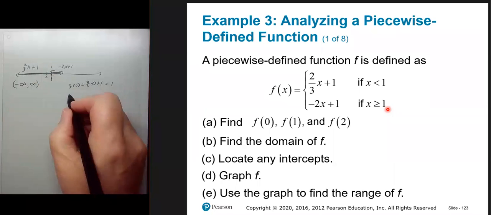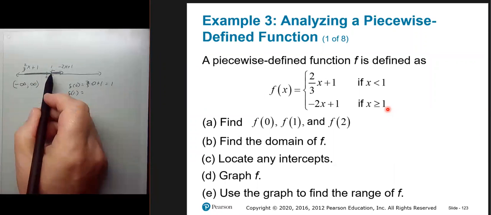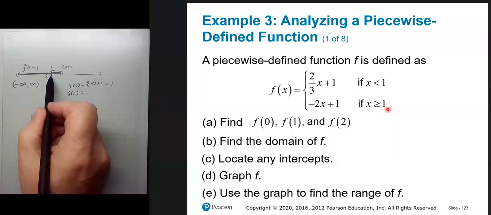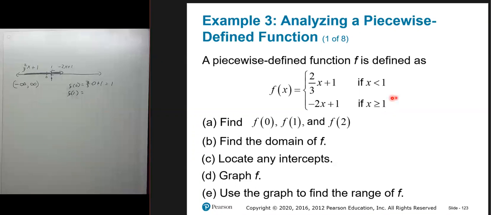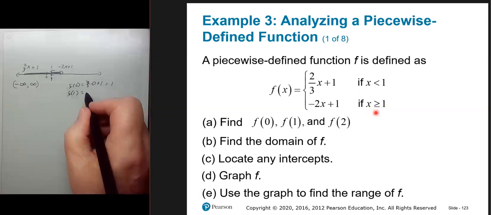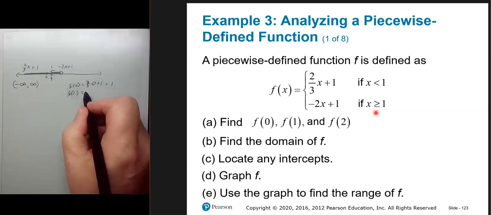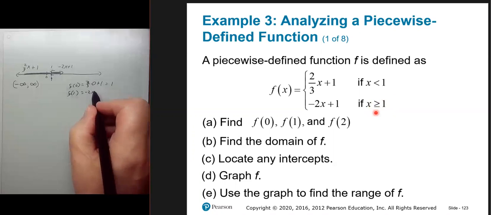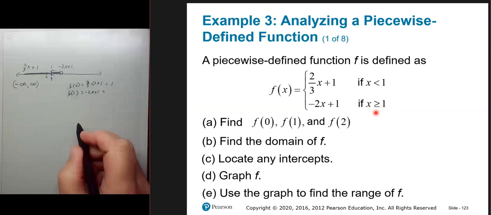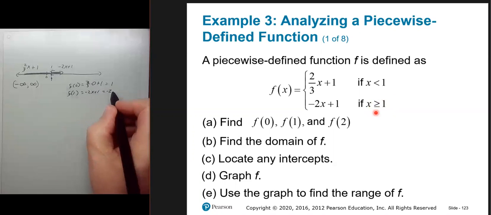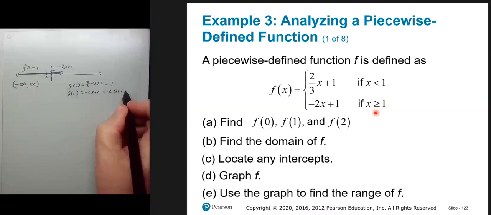And then when x is 1, well, 1 is that dividing point. It's the boundary point, but it's included in this interval here. So that means I'm going to use that equation, negative 2x plus 1. So it's going to be negative 2 times 0 plus 1, which is 0 plus 1, which is 1.